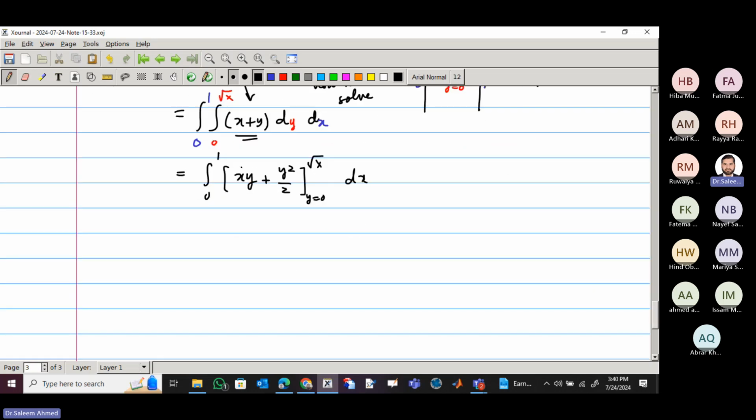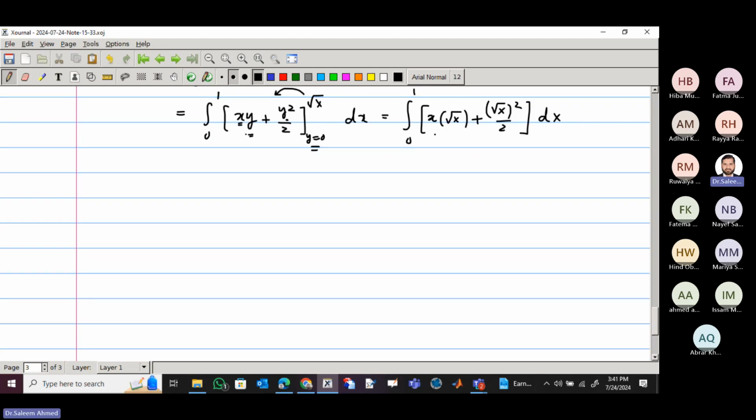Why did I write y equal to 0? Because when you put the values inside, you may replace x by 0. It can be a mistake here, so I have to be careful. I am not putting x, I am putting for y. So square root of x plus square root of x square by 2. I put the upper limit for y, and then the lower limit 0. 0 will give me 0, 0 plus 0, right? So nothing from 0. So I can stop here.